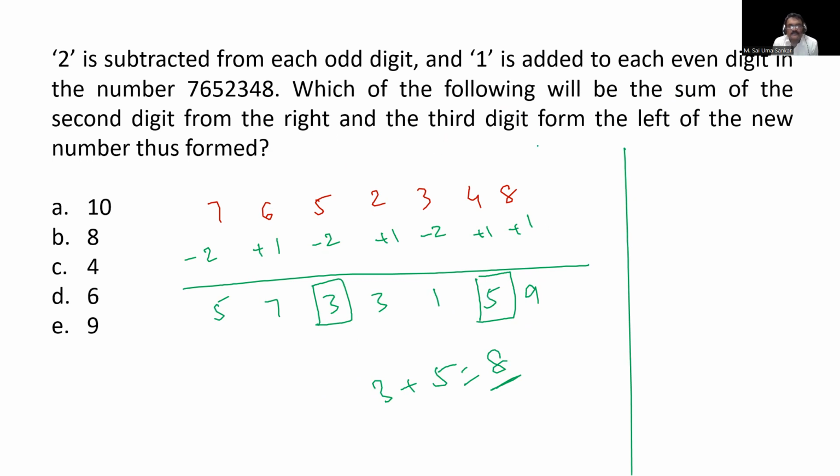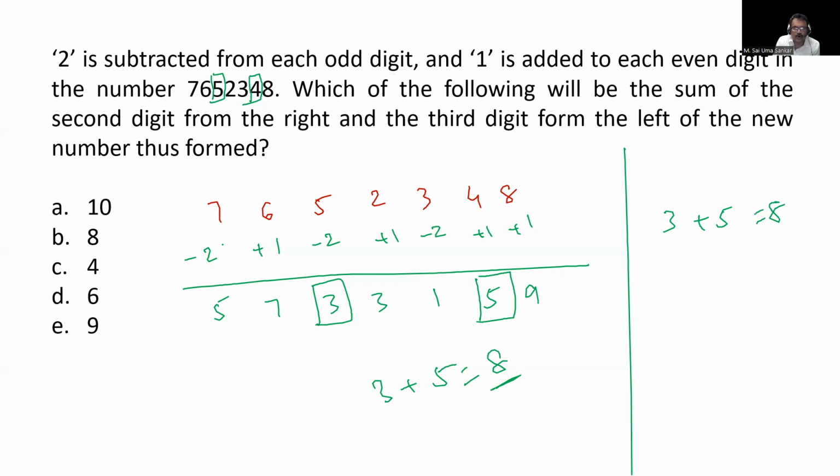Here what we require? Third digit from your left. Third digit from your left, that is equal to 5. And next, second digit from your right, that is equal to 4. Now what we required? We required subtracted 2 from the odd digit and add 1 to the even number. So what happened here? If you subtract 2 from this number, that is equal to 3. And if you add 1 to this number, that is equal to 5. So that is equal to 8.